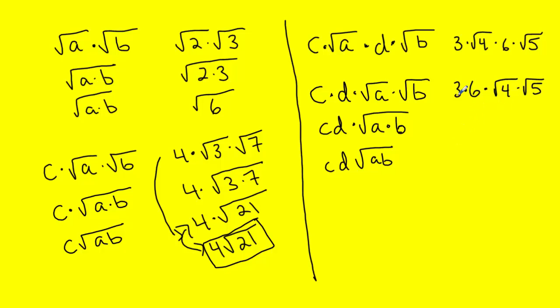I can see here that the product of 3 times 6 gives me 18, times, I could combine these together in the same square root, so 4 times 5, and if I take the next step, it'd be 18 times the square root of 20.